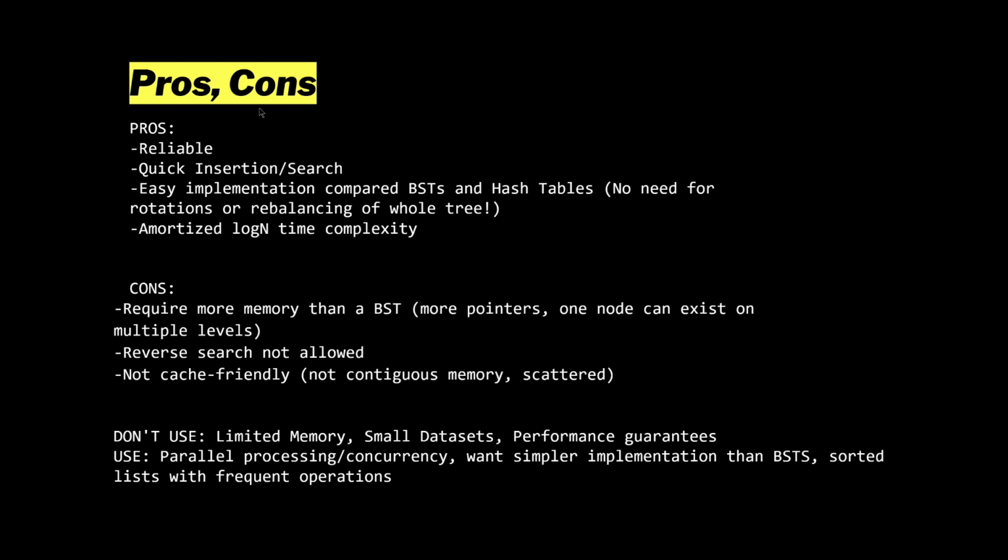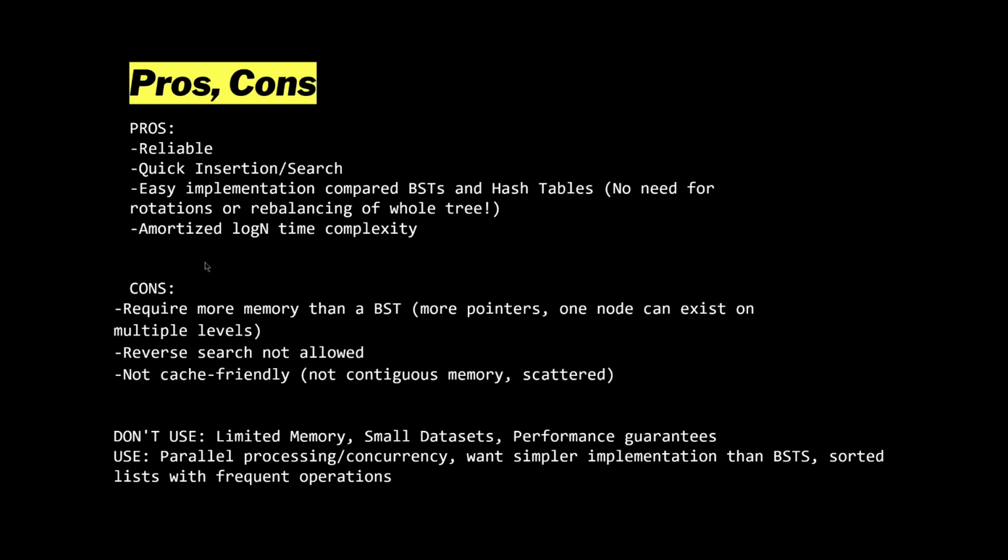So what are the pros and cons and trade-offs of using this data structure? The pros are that it's very reliable, it has quick insertion and search, and it has a pretty easy implementation and understanding compared to BSTs and hash tables. We don't have to rotate anything, and we don't have to constantly rebalance the entire tree, because remember how in BSTs, a lot of times you have to move the head pointer and do left-right rotations and stuff like that.